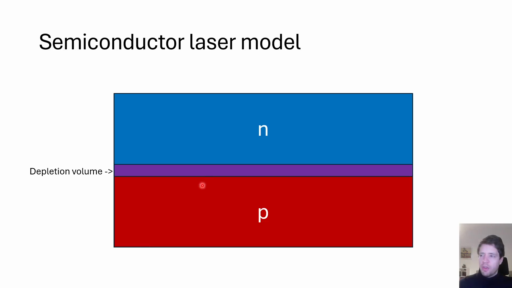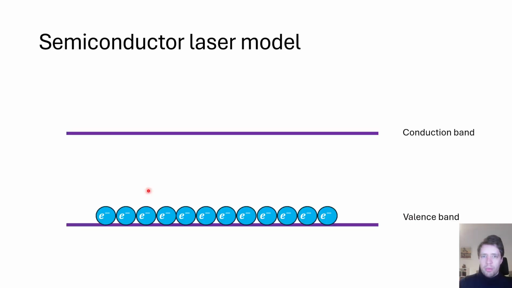The system we'll be looking at today is a p-n junction, like so, with a certain depletion volume, and we'll see what happens when we feed current into this. I want to stress that the model I'll be presenting here is a very simplified description of how the band structures of a semiconductor laser actually arise in the first place and how they truly behave. So I encourage you to check out some of the links in the description for more details on this.